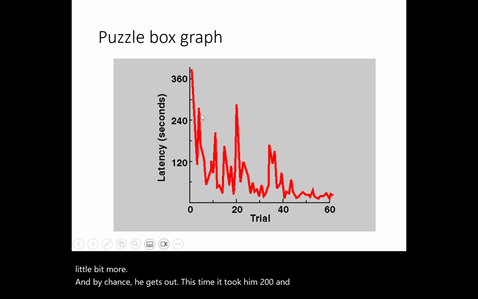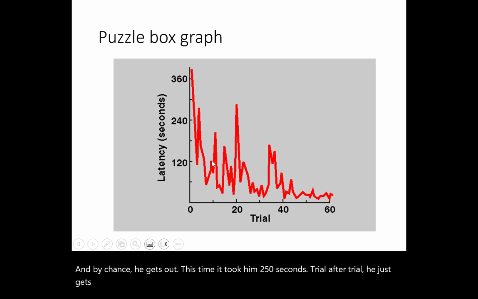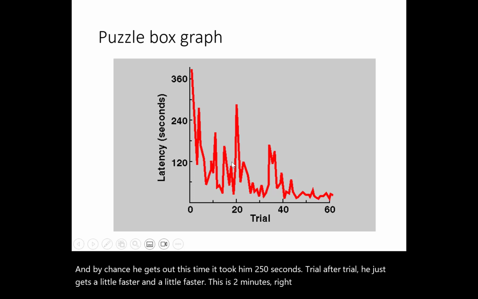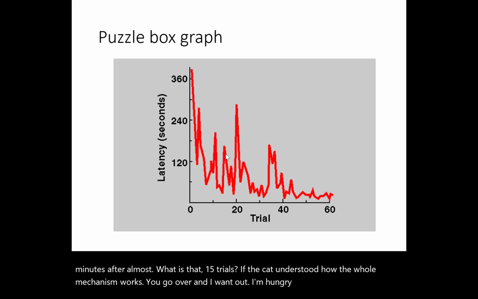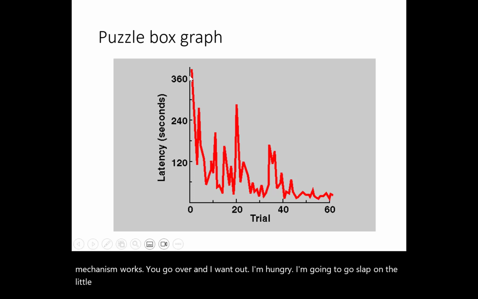Trial after trial, he just gets a little faster and a little faster. This is 2 minutes right here. He's still taking 2 minutes after almost 15 trials. If the cat understood how the whole mechanism worked, he'd go over and say, I want out, I'm hungry, I'm going to slap the little lever and out I go. But what you can see is that trial after trial, we get what's called an acquisition function. It learns and it gets faster and faster.